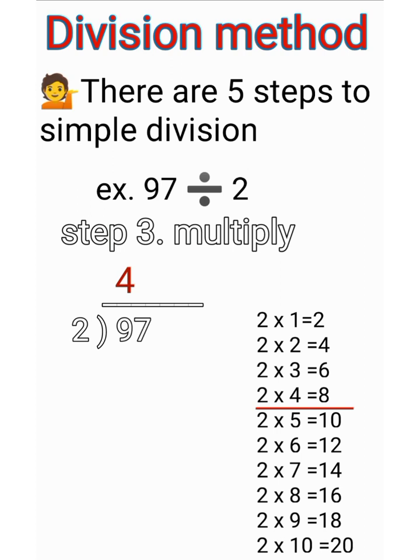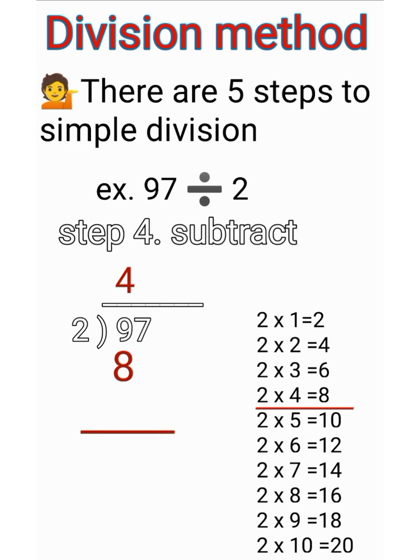Now move on to step 3, multiply. 2 4s are 8, and we will write the number 8 in the tens column under 9. Now moving to step 4, subtract. Let's subtract 8 from 9. 9 minus 8 is equal to 1.